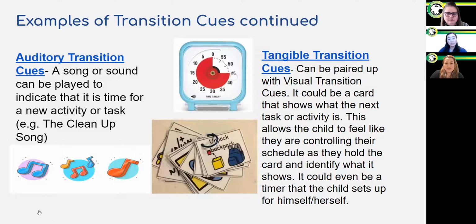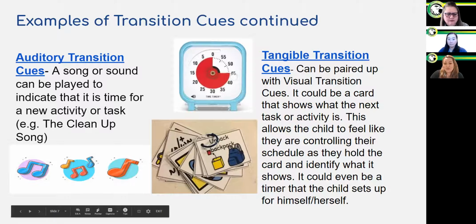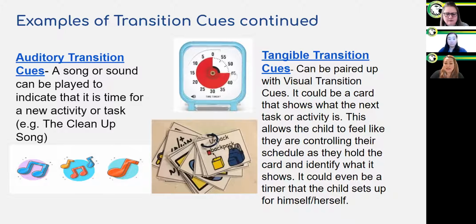Some additional examples of transitional cues can be auditory or tangible. Some auditory ones can be just a song or a sound. One of the favorite songs for lower grades is always the cleanup song, but you can always find something for upper grades. Tangible ones can be paired with a visual transition cue. So this is showing your student what's going to happen next by using either a timer or some cards to let them know what's coming up next.